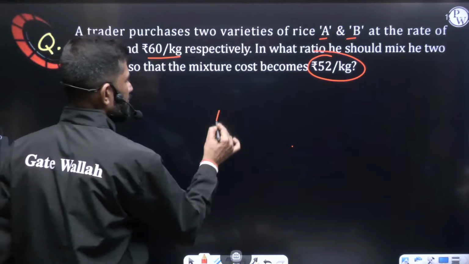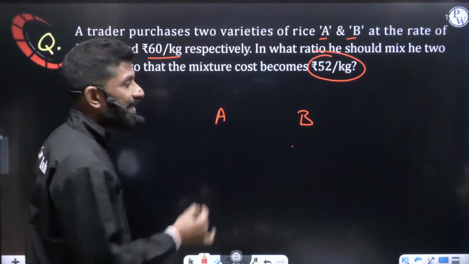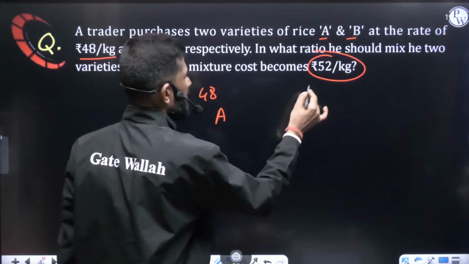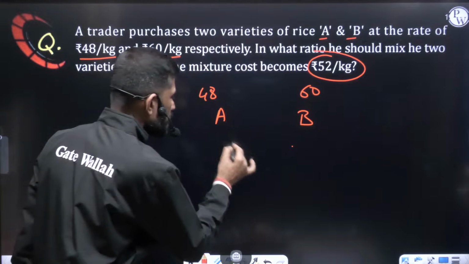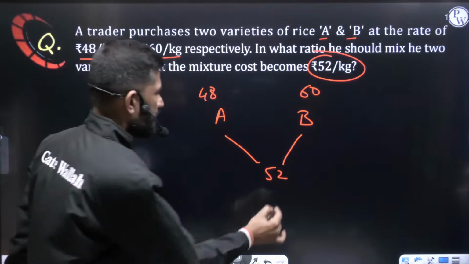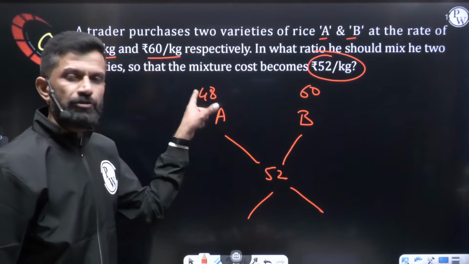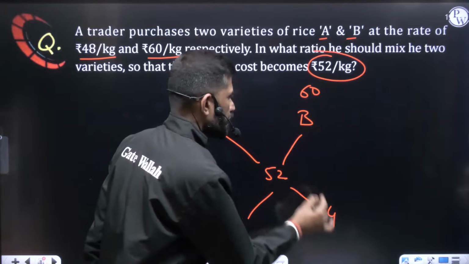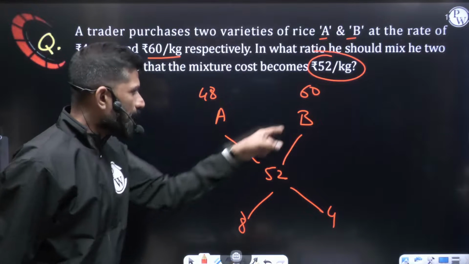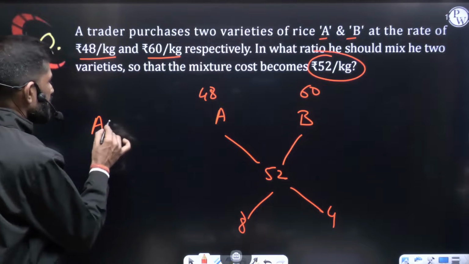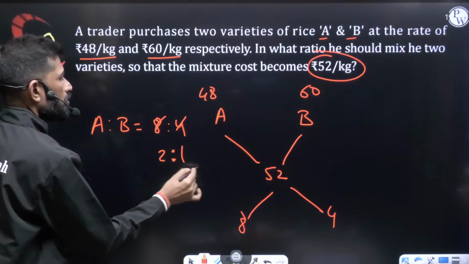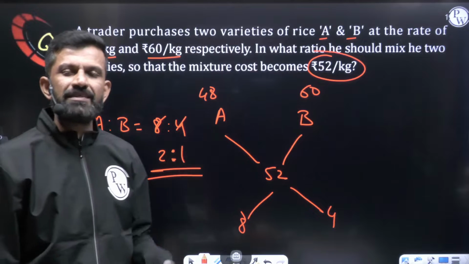Very simple here. This is A, this is B. A cost they have given how much? It is 48 rupees per kg. B cost they have given as 60 rupees per kg. We have to convert this to what rate? That is 52. So 52 becomes the mean value. Difference on both sides, the difference will be the ratio. 52 minus 48, if I am not wrong, it is 4. 60 minus 52, if I am not wrong, this is 8. This is A part, this is B part. So A is to B should be mixed in the ratio of 8 is to 4, which you can further cancel and say 2 is to 1 ratio. A and B we have to mix in the ratio of 2 is to 1.